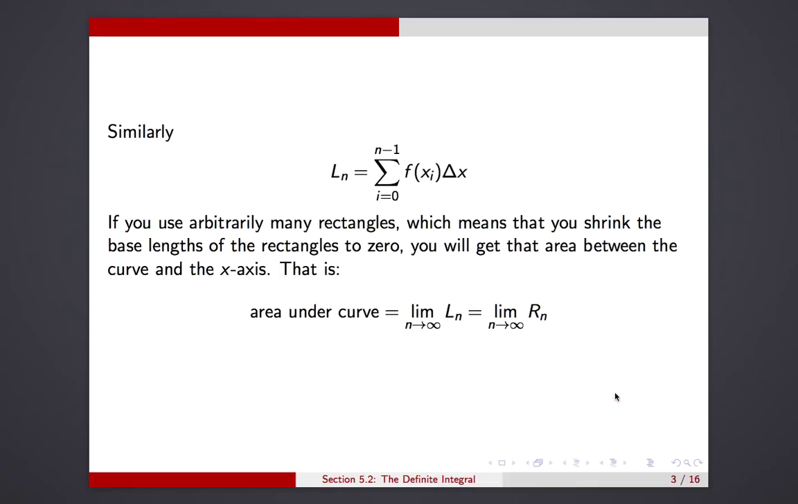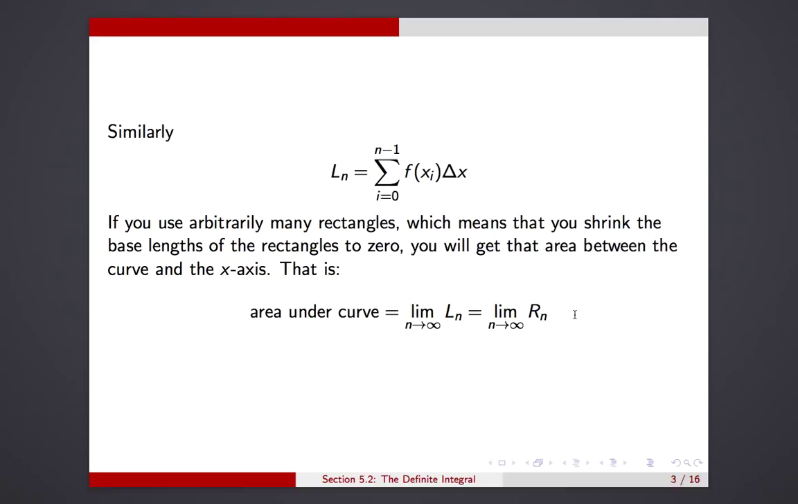In particular, if you let that number of rectangles go to infinity via a limit for either one of these sums, you're going to get that area exactly. So these approximations by rectangles become arbitrarily good the more rectangles you have. Having more rectangles means you are shrinking their lengths to 0. So this delta x is actually shrinking itself down to 0. That's what this limit is doing here. So you get the actual area under the curve via a limit of left-hand sums or right-hand sums.